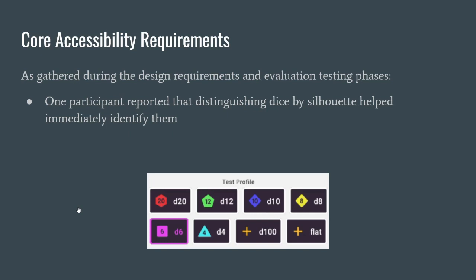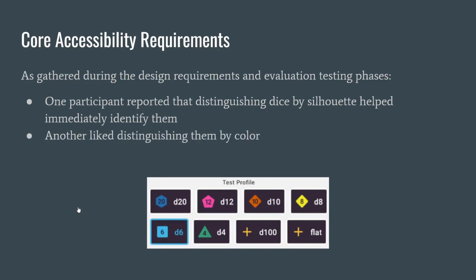Next are our core accessibility requirements. One participant reported that distinguishing dice by silhouette helped immediately identify them. In addition, another one liked distinguishing them by color. So we had both these features in here to help visually distinguish each of the individual dice.